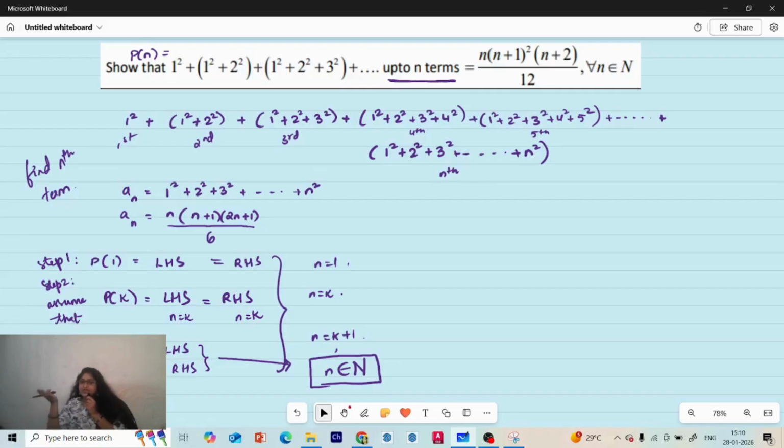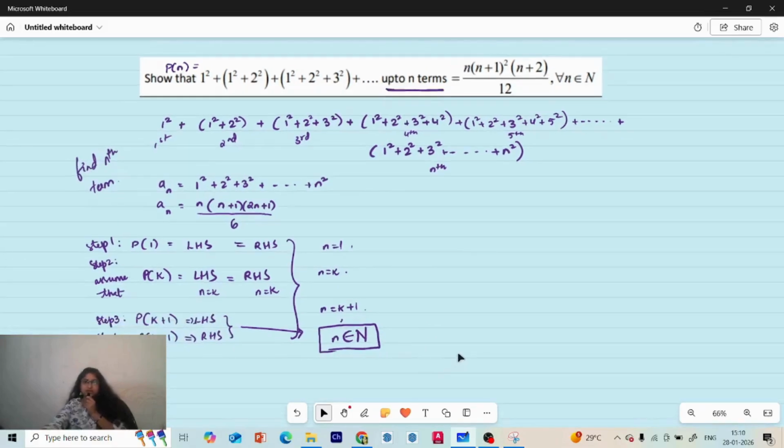Okay, and once that's done, you will say that because it holds true for N equals 1, it holds true for K, it holds true for K plus 1, you will say that this statement holds true for all values of N belonging to natural numbers by mathematical induction. That's it, that's the concluding statement. Okay, I hope the process is clear. Now let's get back to the question.